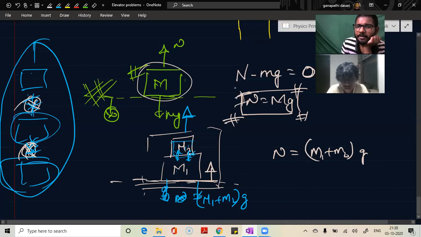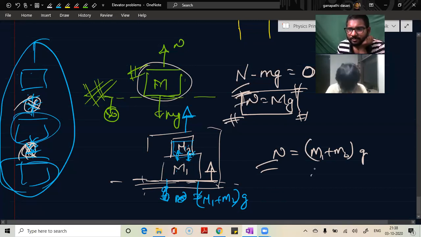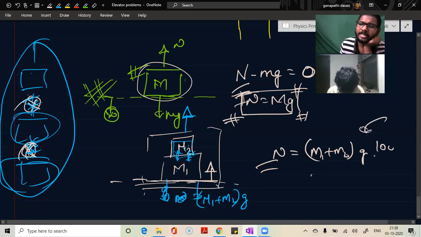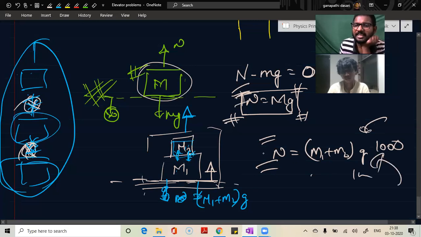Now you see, previously it is mg, now it becomes m1 plus m2 g, isn't it? Even if you keep 1000 kg also, it will increase the normal reaction. Even if you keep 1 million kg also, the normal reaction will increase or not? That means, is it self-adjusting or not? How much we require, that much it will give, according to the situation. So it can go to infinity also, it can become zero also.